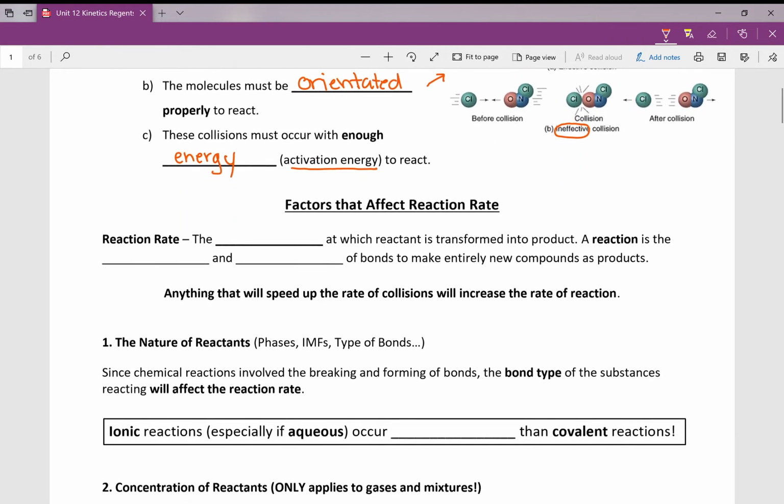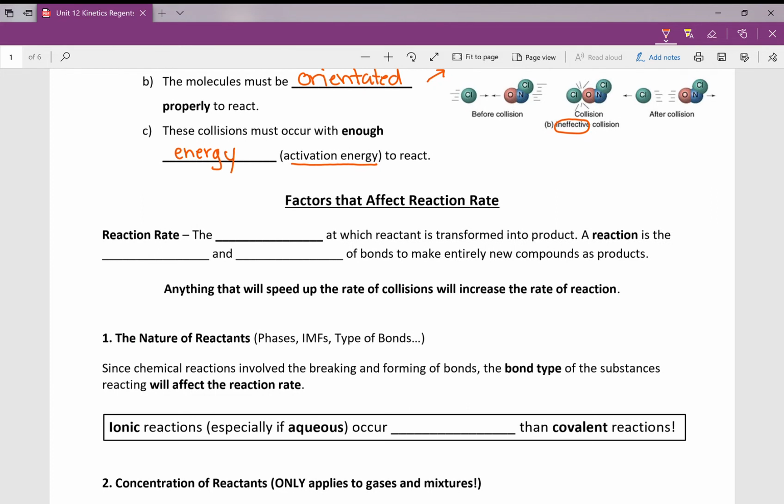So let's talk about how reactions can either be sped up or slowed down. So we're going to be talking about reaction rate, and this is simply the speed at which a reaction is transformed into a product. Keep in mind, a reaction is always both the breaking and the forming of bonds. You're going to see repeated over and over again that anything that can speed up the rate of the collisions will increase the rate of the reaction.